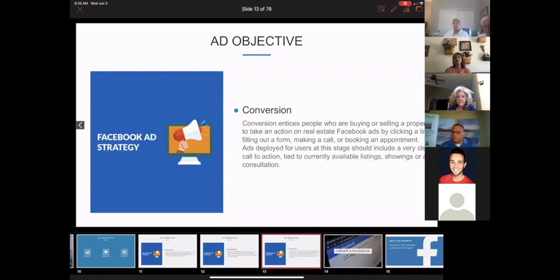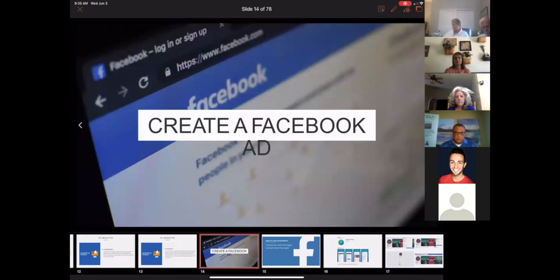Conversion. I feel like conversion is pretty obvious. The goal is to reach out to them and somehow take that next step with them on you advising them. So creating a Facebook ad.